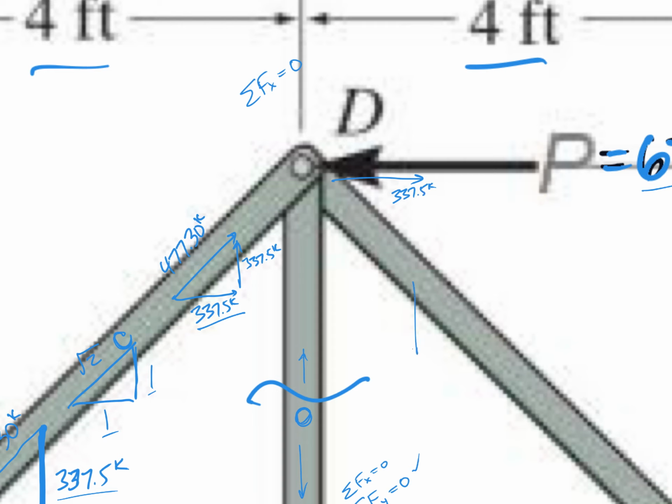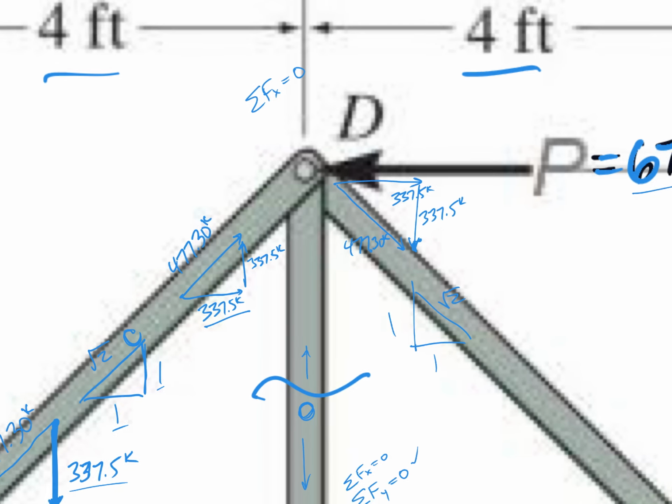Again, remember this triangle is a 1, 1, square root of 2. So that means going down right here, I need to have 337.5 because they're both on the one sides. And then I need to multiply by the square root of 2, which is going to give me 477.30 kips right here. Sweet.